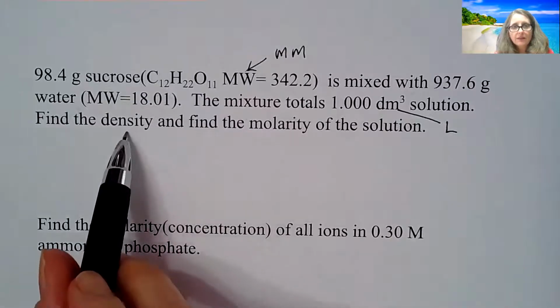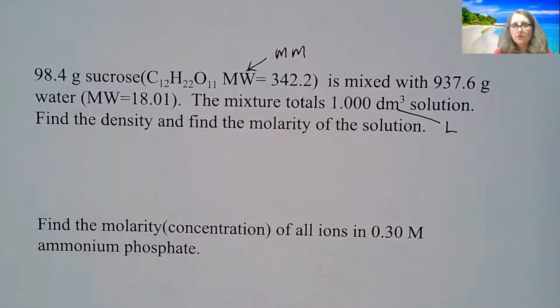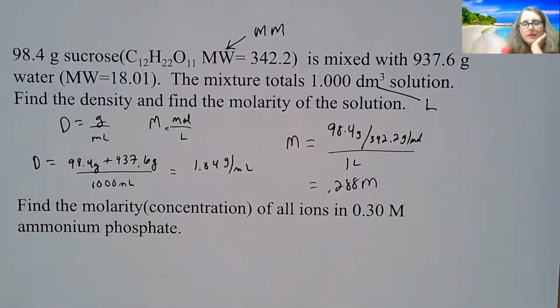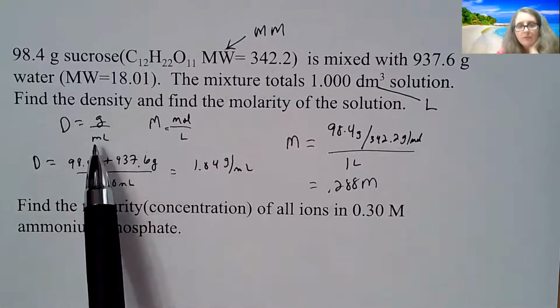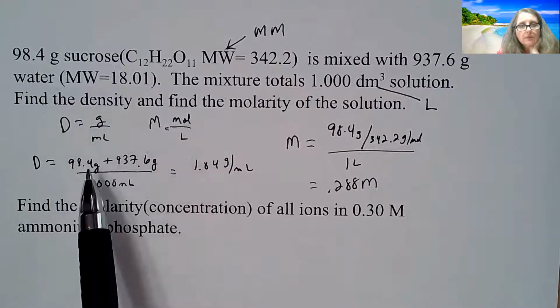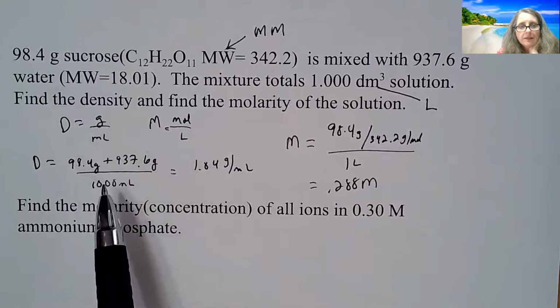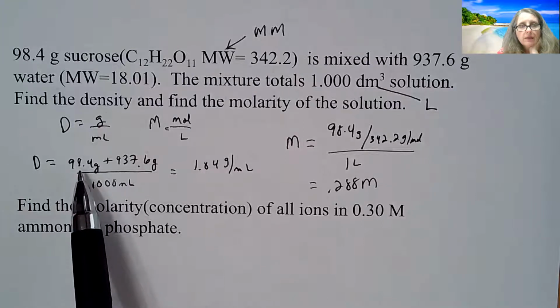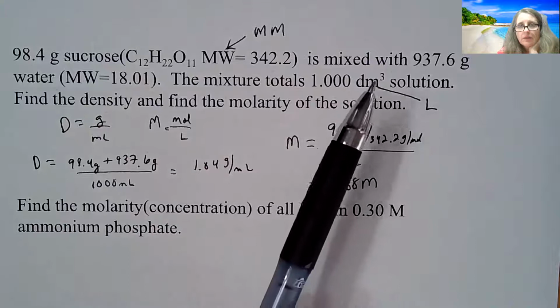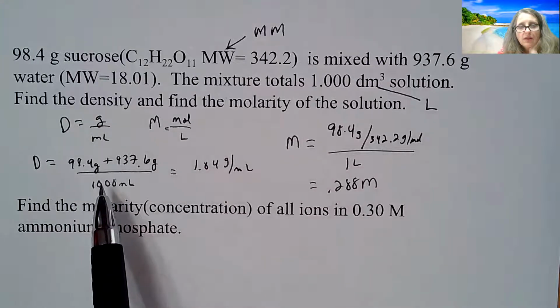So this one: find the density and find the molarity of the solution. Remember, density is going to be grams per milliliter. Molarity is moles over liter. If you were asked to find the density, all you have to do is add up the sucrose and the water, and take those two and add them together and divide it by the number of milliliters. Again, 1 cubic decimeter is the same as a liter, so it's going to be 1,000 milliliters.